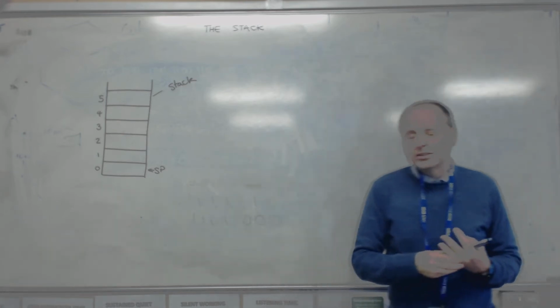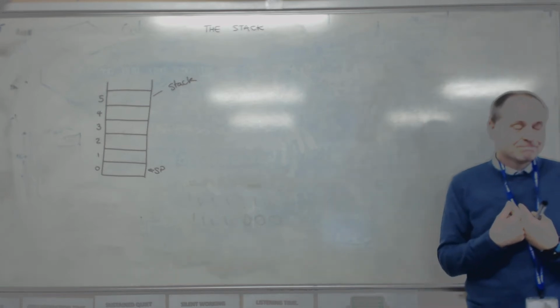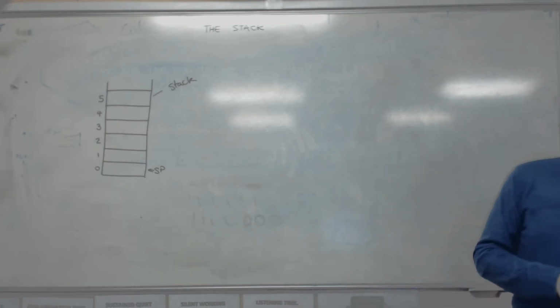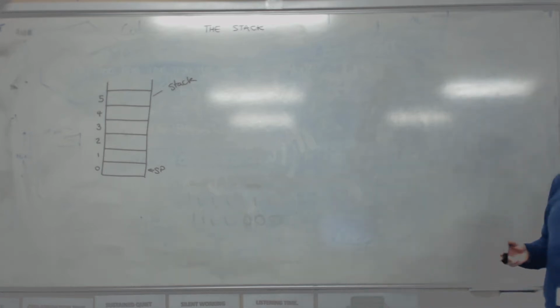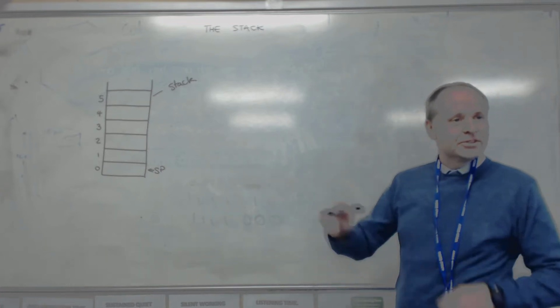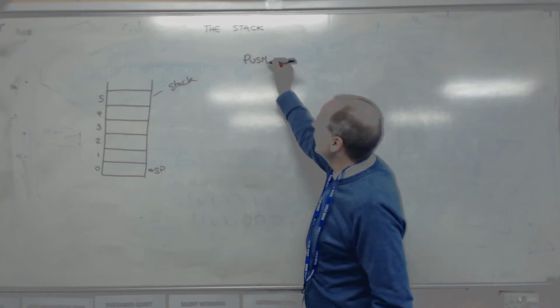Okay. There are two operations, well there's three, but there are two main operations that we use on the stack. One is to put something on the stack, and the other is to take something off the stack. Okay. So, these have got two distinct names. And they're not as crazy as the names that we call the Q ones. But to put something on the stack, we call it push. Push a value onto the stack.